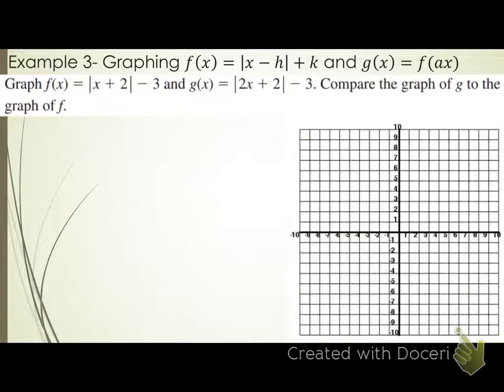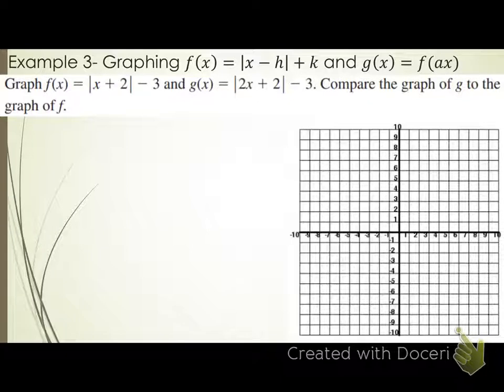Example 3, graphing f of x equals the absolute value of x minus h plus k, and g of x equals f of ax. Graph f of x equals the absolute value of x plus 2 minus 3, and g of x equals the absolute value of 2x plus 2 minus 3. Compare the graph of g to the graph of f.